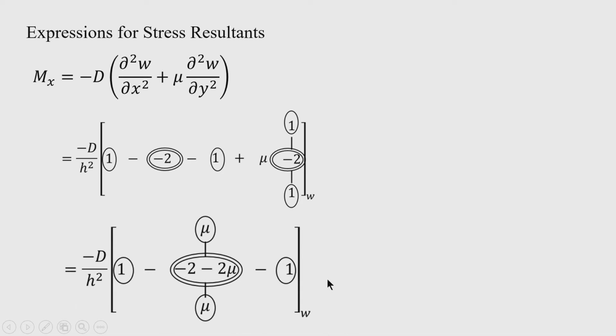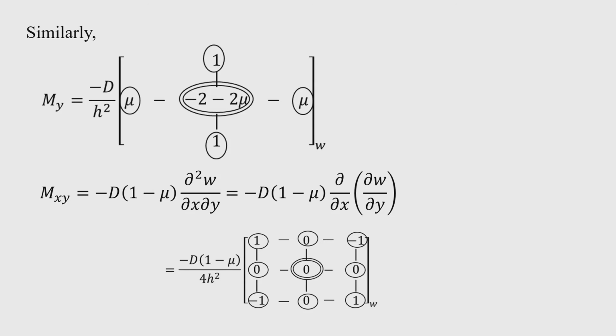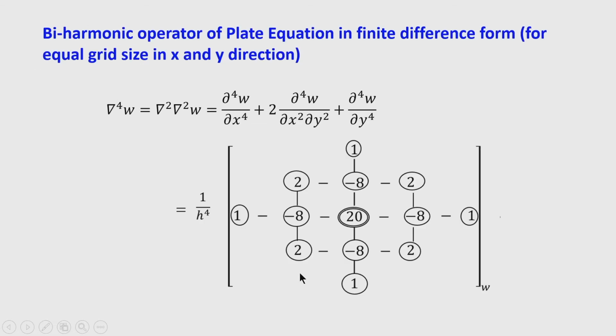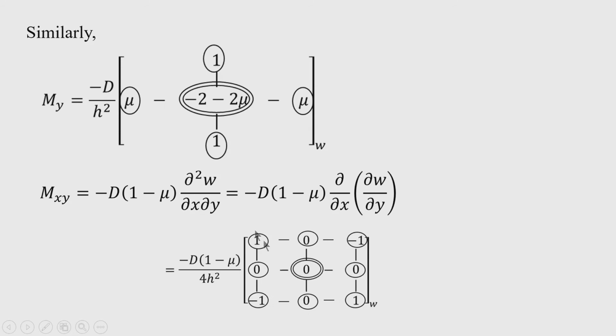Similarly, we can write the bending moment m y. So, m y is written like that. You can see the difference: this vertical row is now placed in the horizontal position. So, we get the m y. Okay. So, m y is obtained like that.